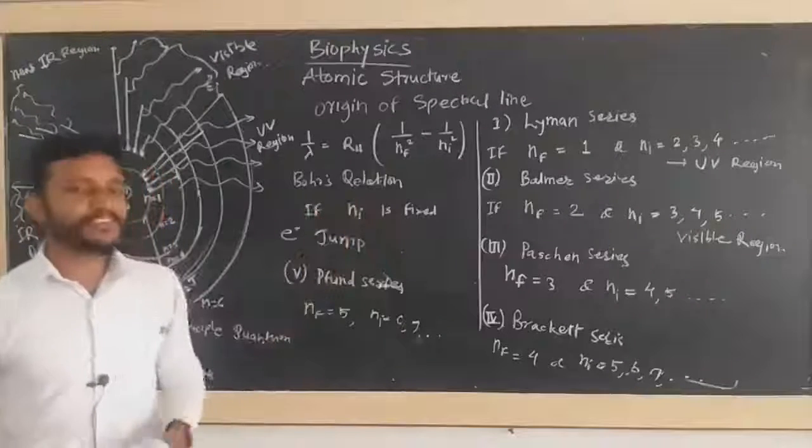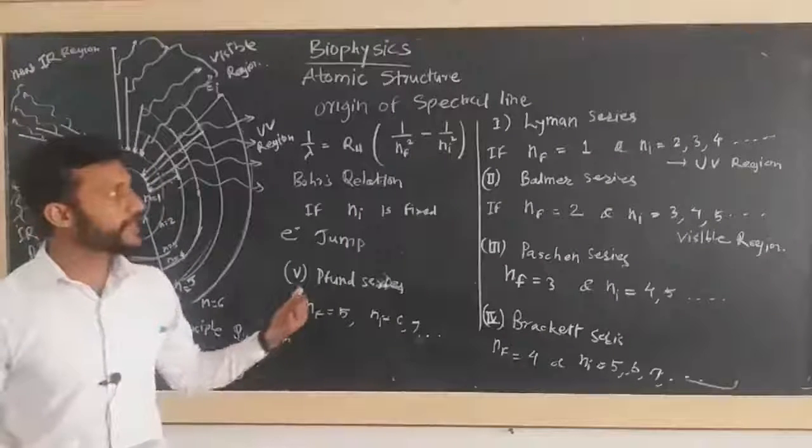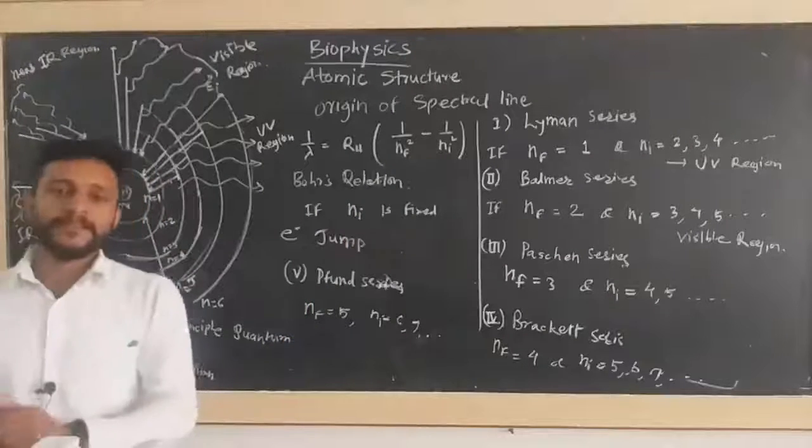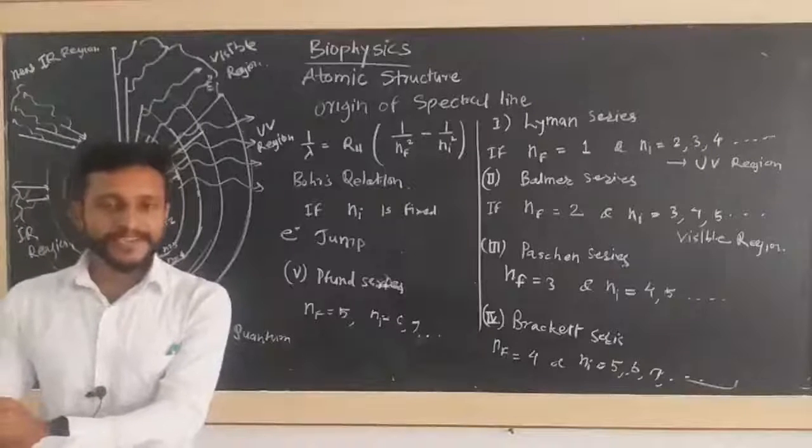So these are the series of the spectral lines of hydrogen atom, and you can see the energy level diagram.